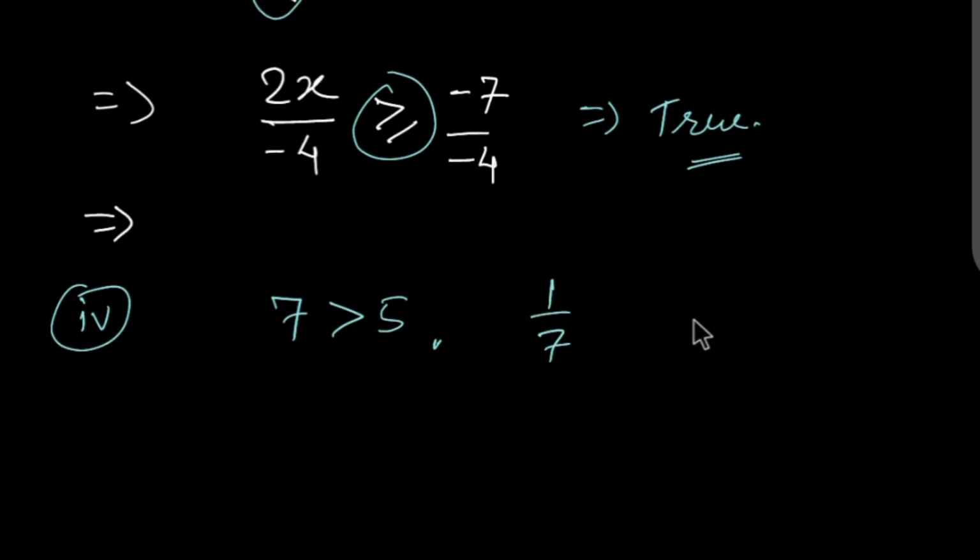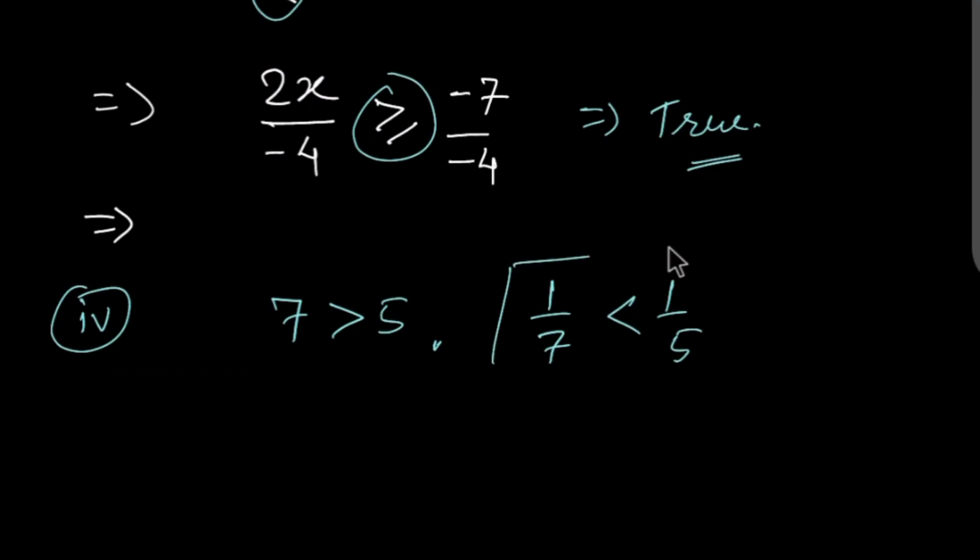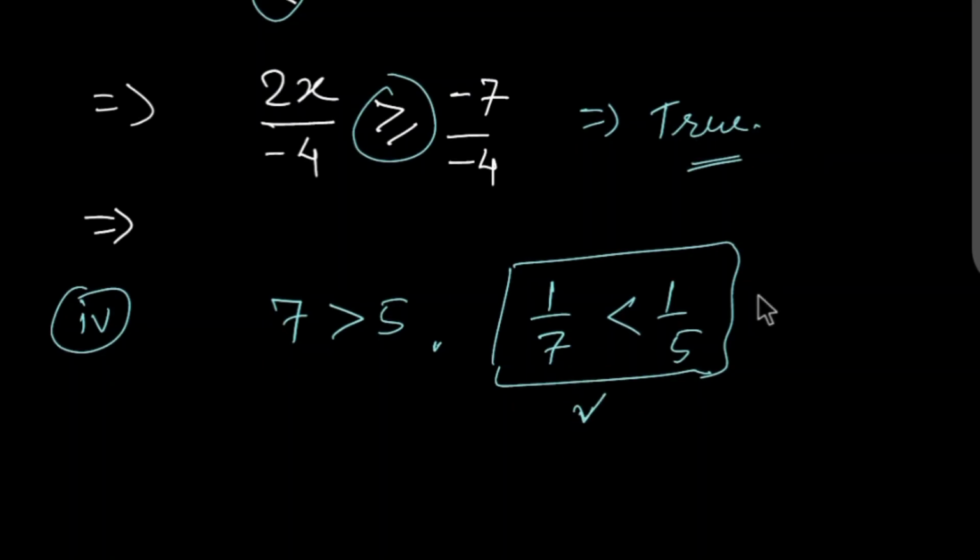The last one is here: 7 greater than 5, so 1 by 7 and 1 by 5, you can compare which one is greater. Just cross multiply: 5 into 1 is 5 and 7 into 1 is 7. So this one is less than this. Either you can convert this into decimals and find out which one is greater. So this is also a true statement.